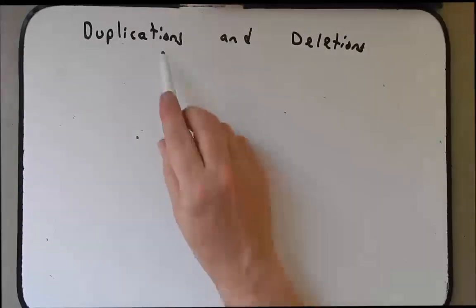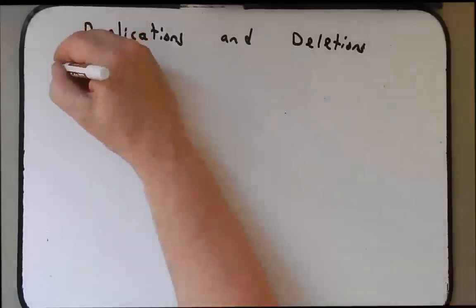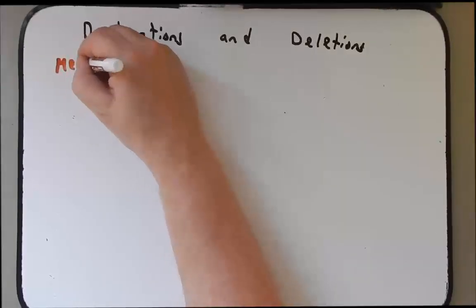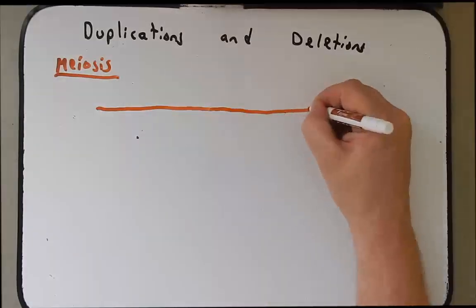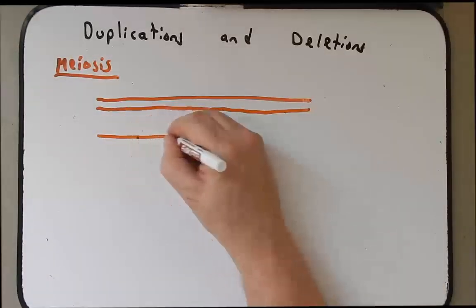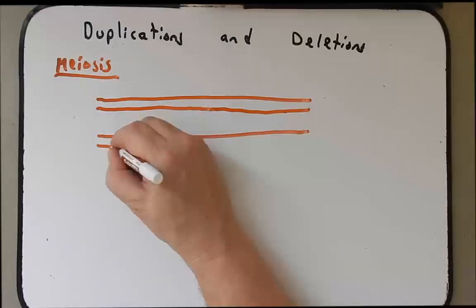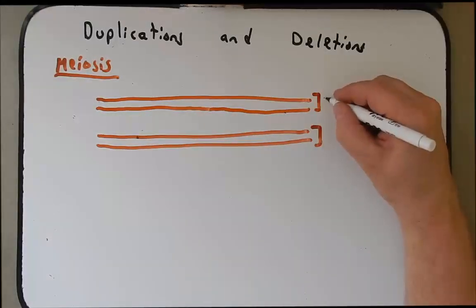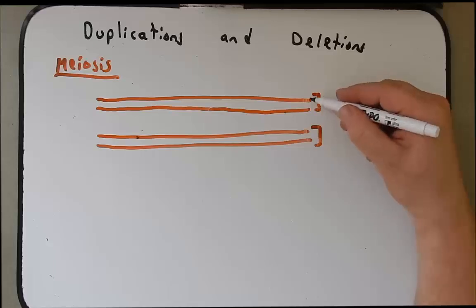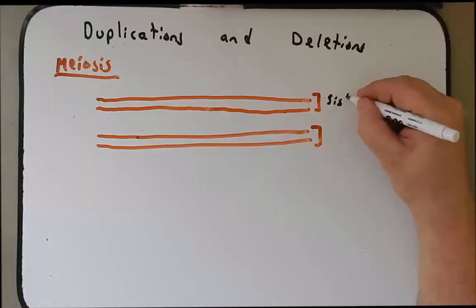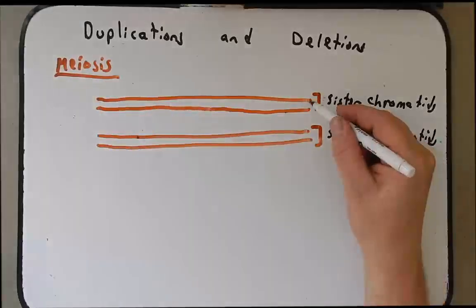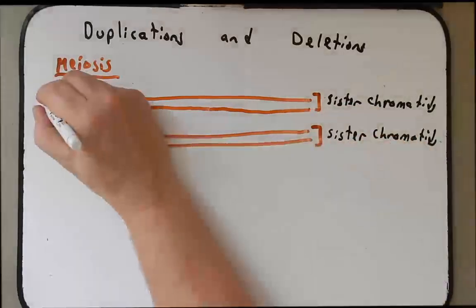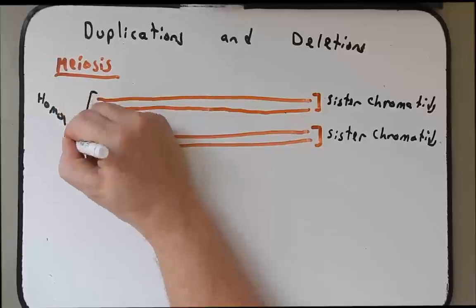There are a few ways that duplications and deletions can form, but I want to talk about a way that they form during meiosis. And so I want to draw homologous chromosomes, much like I had on the last board, but I'm going to draw them showing all strands of the DNA. Just to remind you from our meiosis discussions, these two strands here are sister chromatids, and together these chromosomes and these chromosomes are homologs.